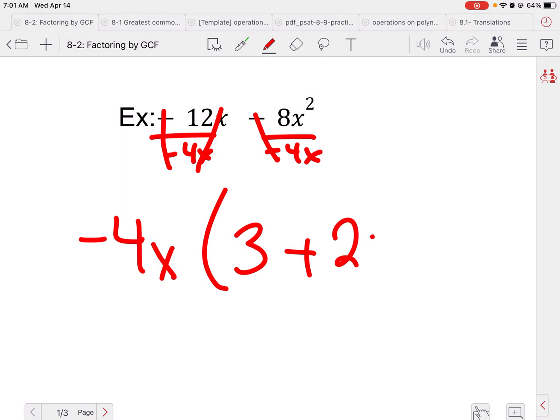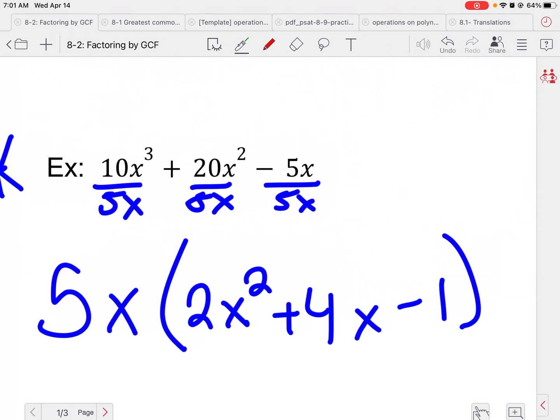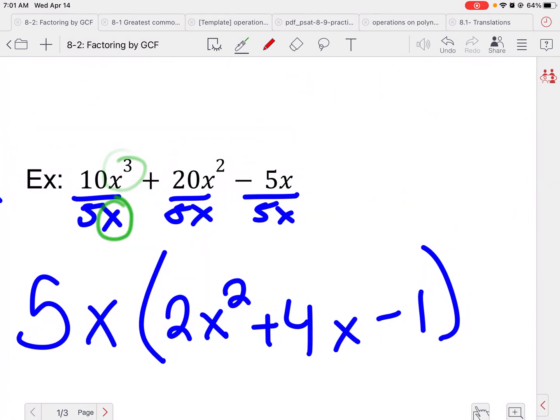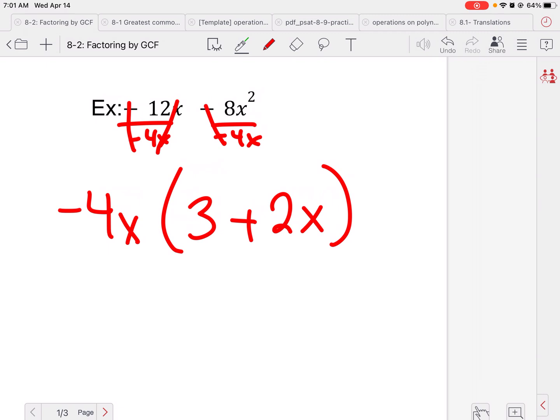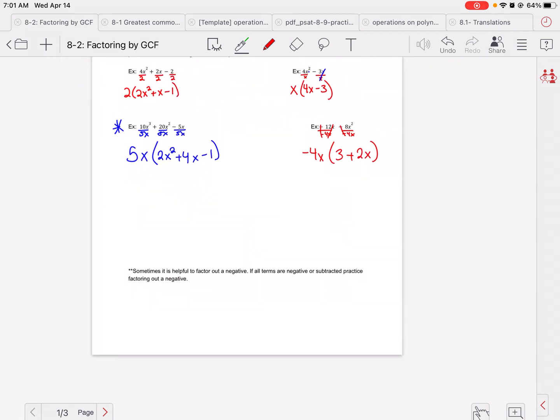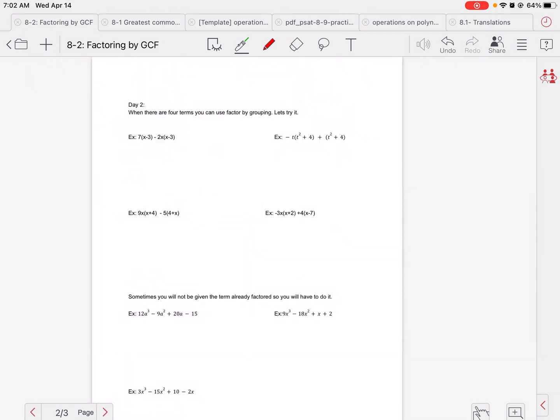X squared divided by x is x. And again, we're using our exponent rules to get that, because 2 minus 1 is 1. So that's where we're getting that from, in case you're wondering. Just like we did over here, x cubed over x is 3 minus 1, which gives us 2. Okay. All right, sometimes it's helpful to factor out a negative.